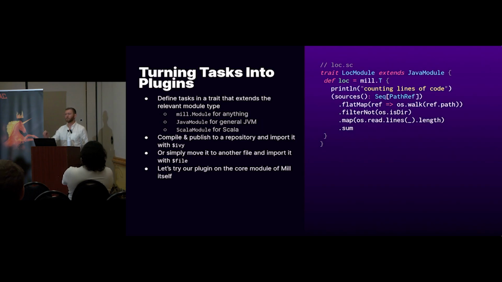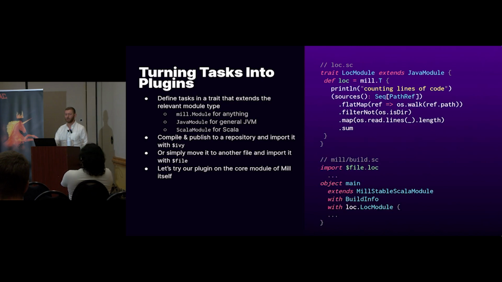Okay, so how do we actually elevate a task into a plugin? So it's pretty simple. We can pull our lines of code task out of our simple dummy module and put it into a trait instead of an object. And we'll have it extend a Java module rather than a Scala module, because we can count the number of lines of code in Java just as well. All we care about is that we have this sources task that it's calling, and that sources task means that we have some source code directories, which is not a given for just a naked base module. So you can take your trait, and then you can make any other module extend the lines of code module, and you'll have the ability to call lines of code on your module.